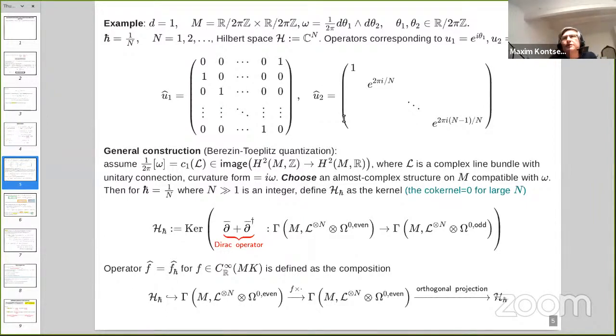So what will be the general construction of quantization? I assume that omega has a homology class which is 2 pi times an integer class. So it's the first Chern class of some line bundle.